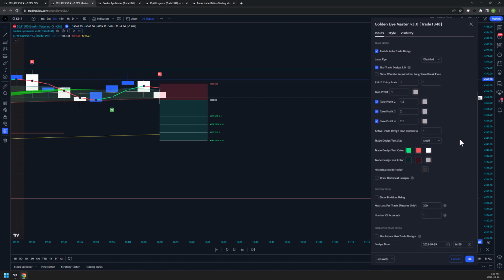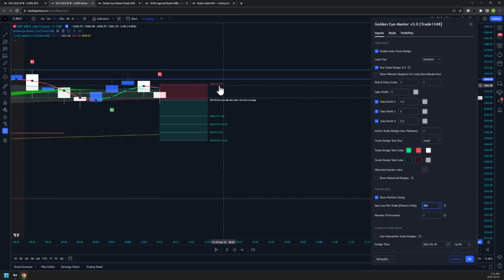So the next thing is, if I scroll down here, you will see the show position sizing. So if you turn this on, you will get this thing, right? For this particular trade design, it's going to say you can't take this trade, the risk is too large. Just that because my max loss per trade is set to 200, and the value between here to here will make me lose more than 200. So it's saying don't take this trade. I'm going to lose 275 according to this trade design.